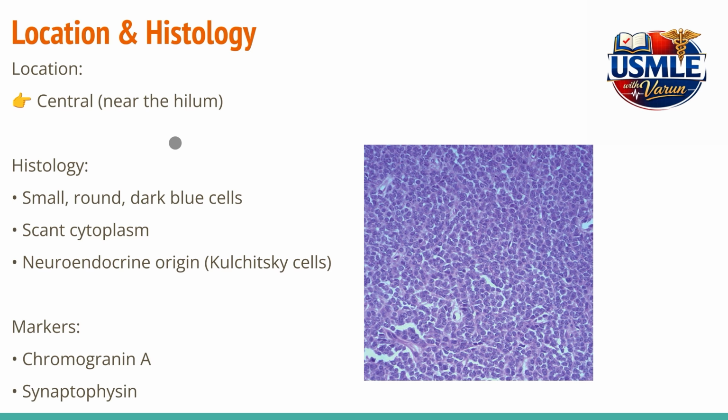Small cell lung carcinoma is typically located centrally near the hilum of the lung. On histology, it appears as small, dark staining cells with very little cytoplasm. These cells arise from neuroendocrine cells in the bronchial epithelium. Because of this origin, they express markers like chromogranin A and synaptophysin.